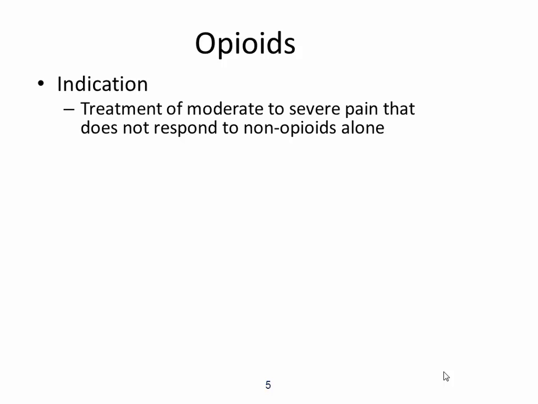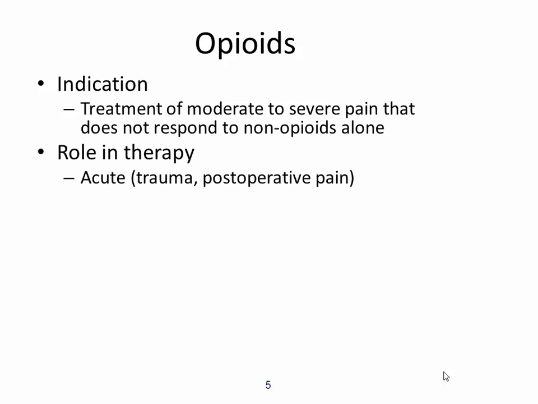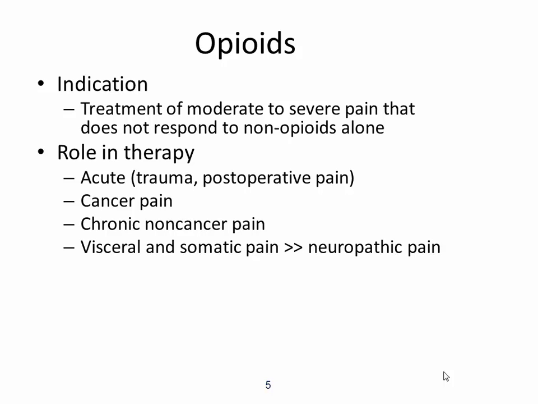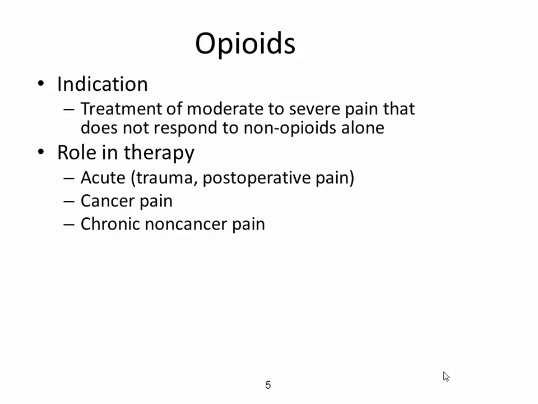So the indication of opioids is for moderate to severe pain that you would not anticipate would respond to non-opioids alone. The role in therapy is for acute pain, such as a trauma or a postoperative pain, cancer pain, and chronic non-cancer pain. And this is chronic non-cancer pain that has not responded to non-opioids.